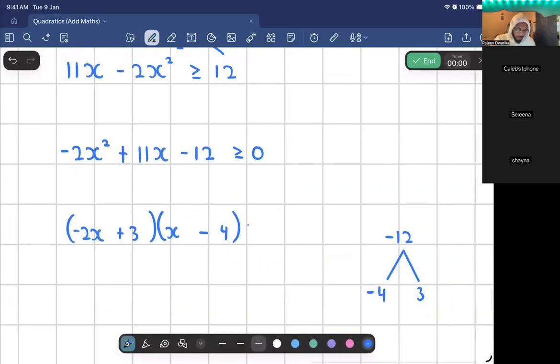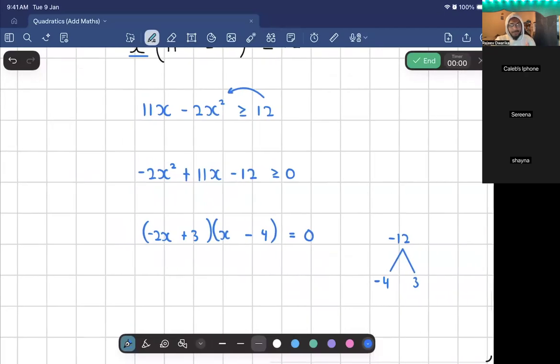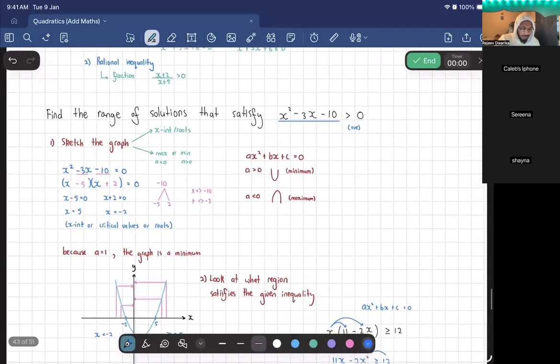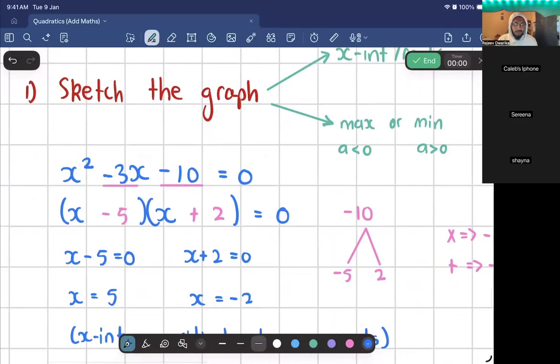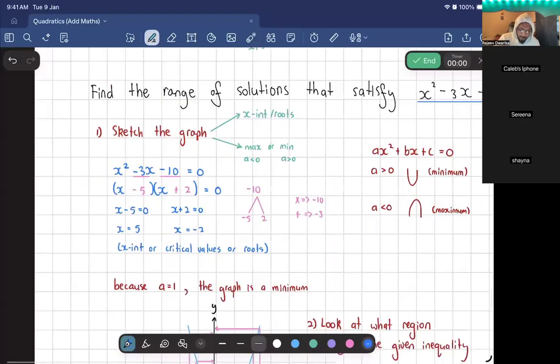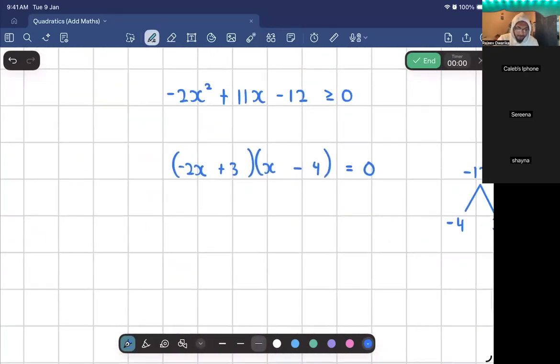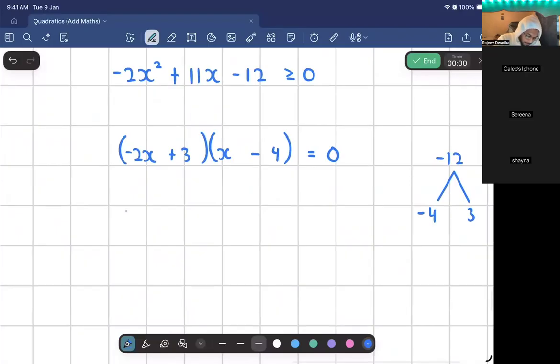And I'm going to put this equal to 0. You're probably wondering why. Look at these steps. One of the main steps was to figure out the roots, and the roots are when it's equal to 0. So I put it equal to 0 so I could find the roots. I would say minus 2x plus 3 is equal to 0, and I would solve that. And x minus 4 is equal to 0. So how would I solve for x over here?